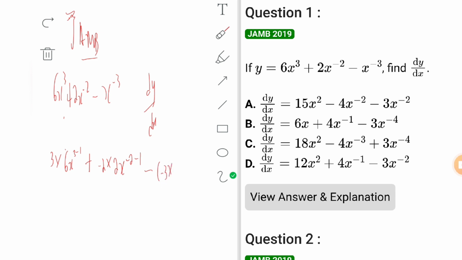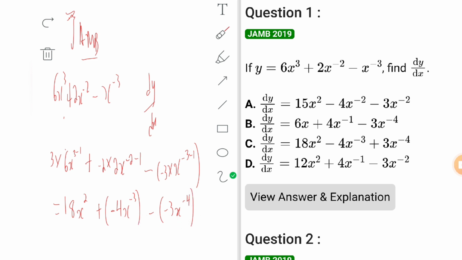times your x, minus 3, minus 1. So you multiply this out, this gives you 18x raised to power 2. You have plus minus 2 times minus 2. This plus will be here, put this in brackets. Minus 2 times 2. Alright, this gives you minus 4x raised to power minus 3. Minus, open bracket, this minus 3 times x is minus 3x raised to power minus 4. I believe we should be on track with this.